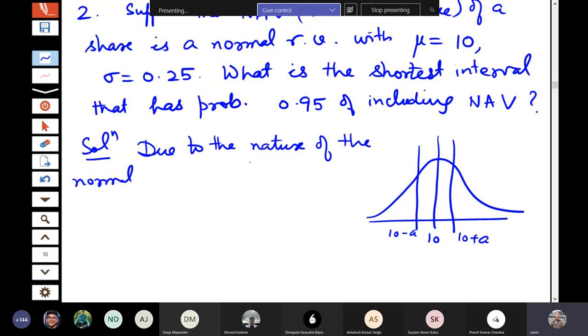Some student is trying to take control of this one. I think you have clicked some button. Who is that? There is some icon being shown on my screen that says give control, stop presenting. Please remove this icon from here. Some student is using some control there in MS Teams. Please remove this one from here. Who is that?